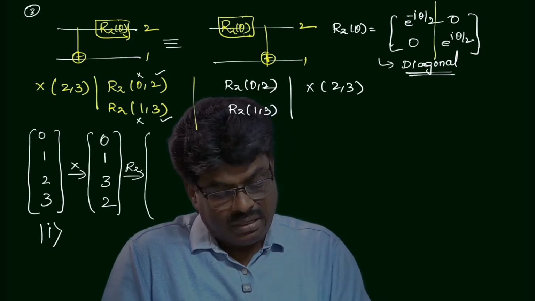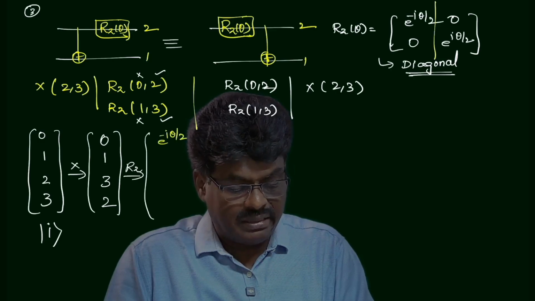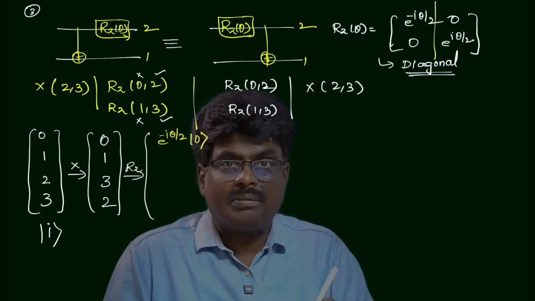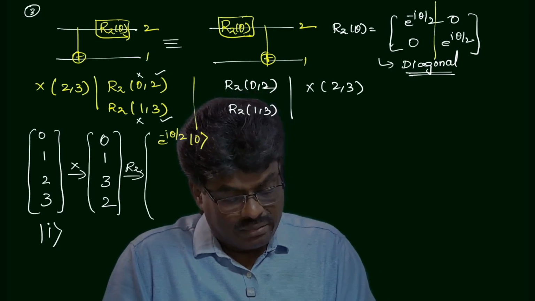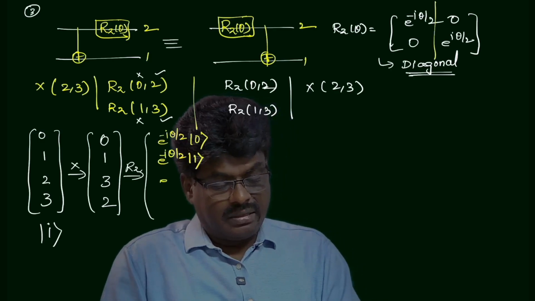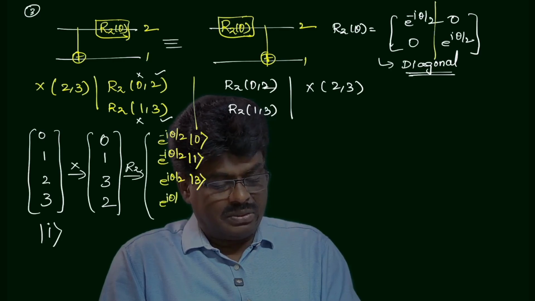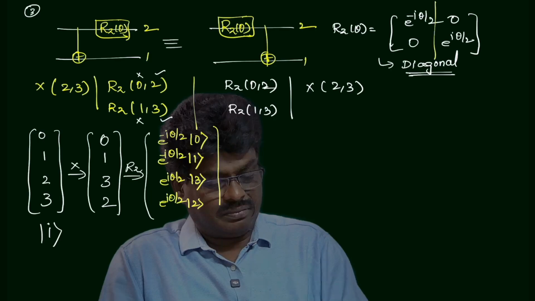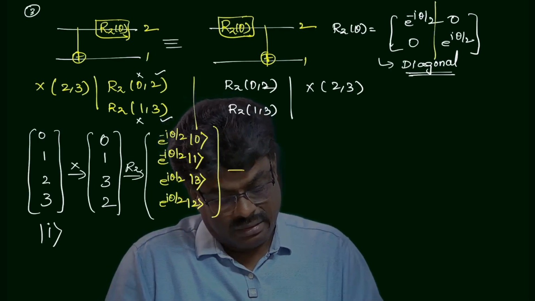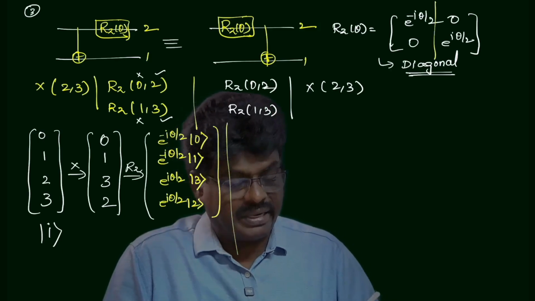Please go through that. Yeah, phase difference is a 0, e raised to minus i theta by 2, 0. I'm writing ket 0. 1, same, e raised to minus i theta by 2, 1. 3, e raised to i theta by 2, 3. And this is e raised to i theta by 2, 2. Okay, that's it. So let us check the answer for the second one.